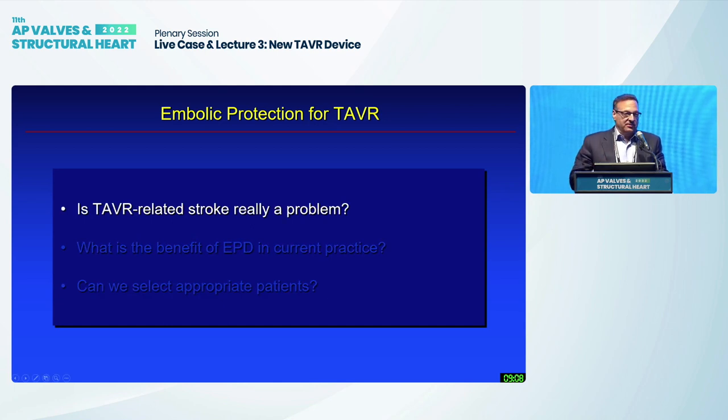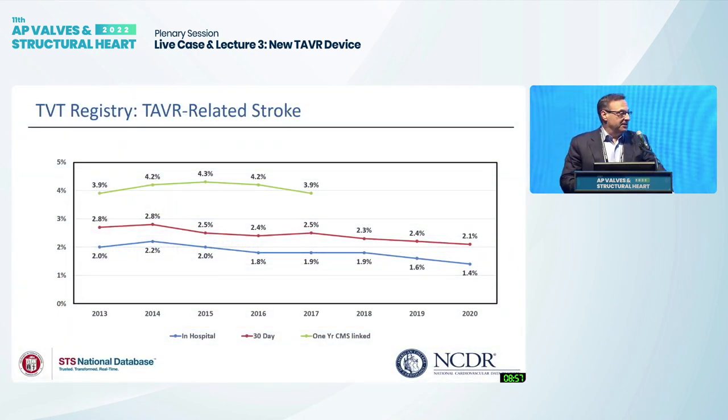So first of all, is TAVR-related stroke a problem? We saw some data here this morning from Asan Medical Center that suggests it's a pretty minor nuisance in their practice. But these are the data from the United States. You can see over time, the rate of in-hospital stroke is shown here in blue, and 30-day stroke is shown here in red. I don't think we need to pay quite as much attention to the one-year stroke, but you can see it's holding pretty steady right around 1.5 to 2% in the hospital and a little over 2% at 30 days.